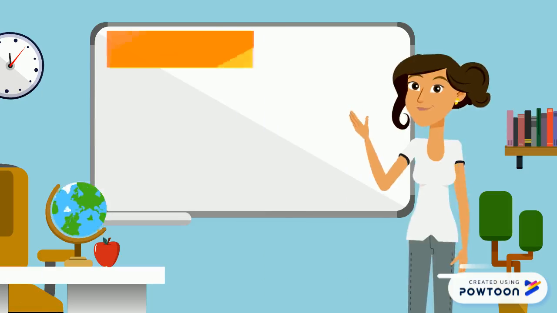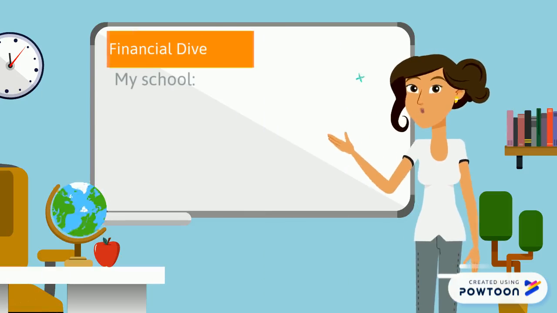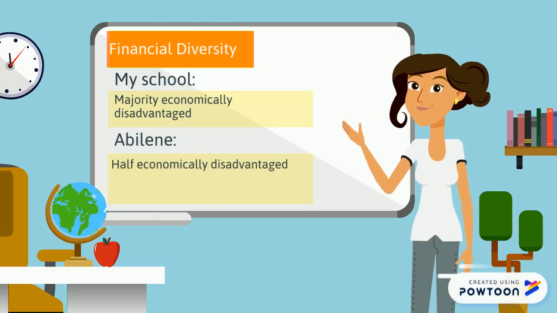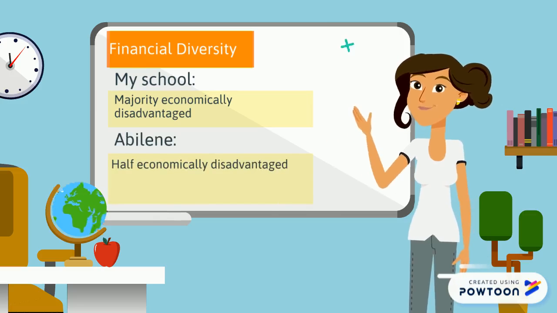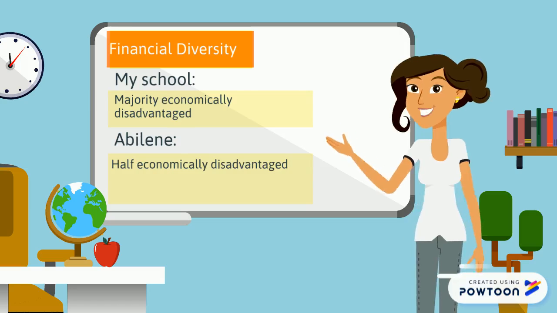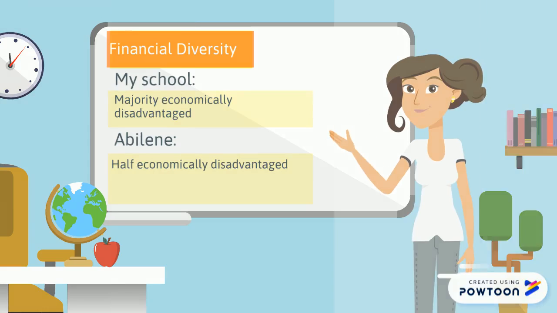Besides the ethnic diversity, there is also financial diversity among the two districts. At my school, the majority of students are economically disadvantaged or are from poverty. In Abilene, only about half are economically disadvantaged. This drastically changes how teachers have to address students.